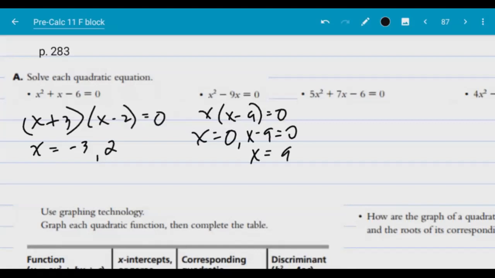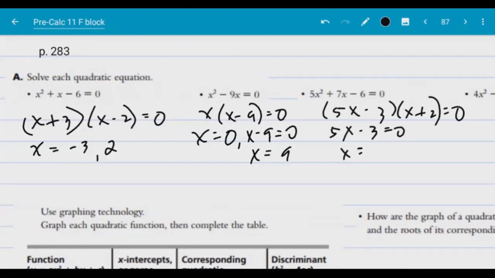Well, this one, some of you might need to do decomposition. I'll just do it quickly. 5x here, x here, multiplies to negative 6. And then as I think about it, you can add the 7x. That would be plus 2 here, and then minus 3 here, equals 0. 5x minus 3 equals 0, or x equals 3/5, while x plus 2 equals 0, or x equals negative 2.